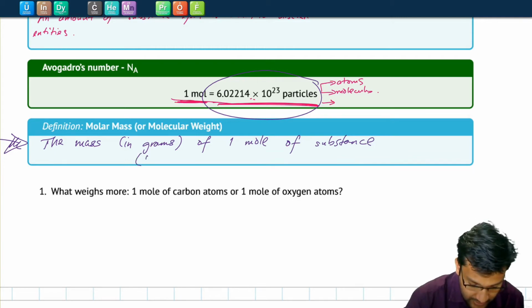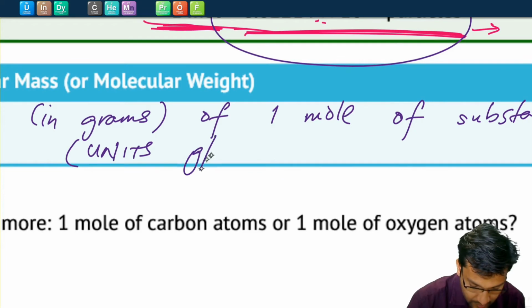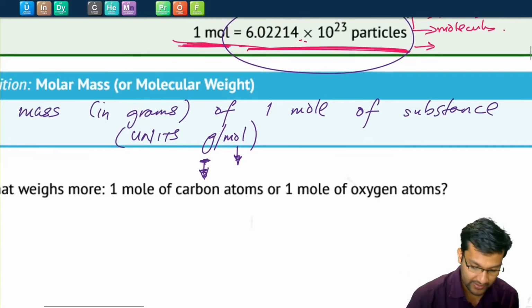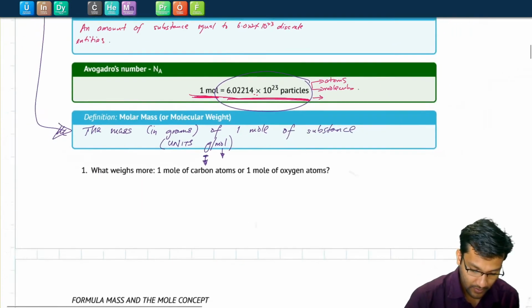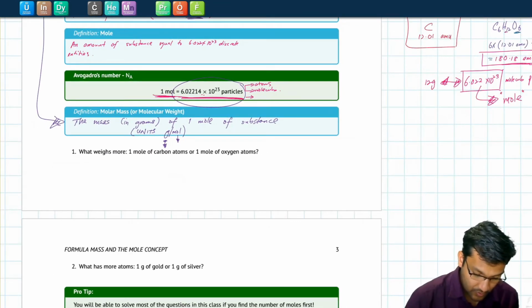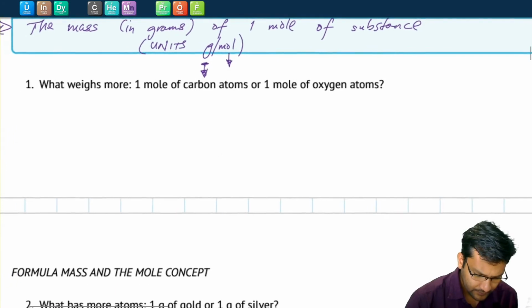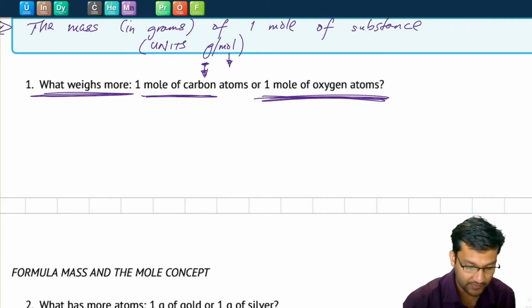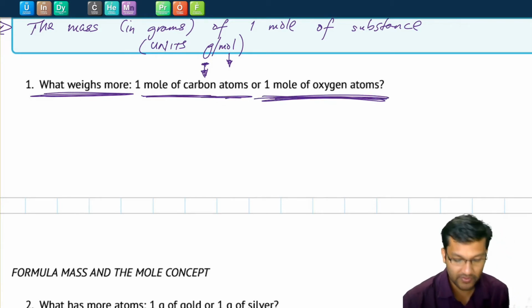And so the units will be in grams per mole, right? It's however many grams 1 mole of substance weighs. So with that, let's think about number 1 for a second. Which one do you think weighs more? 1 mole of carbon or 1 mole of oxygen atoms? Carbon atoms or oxygen atoms?